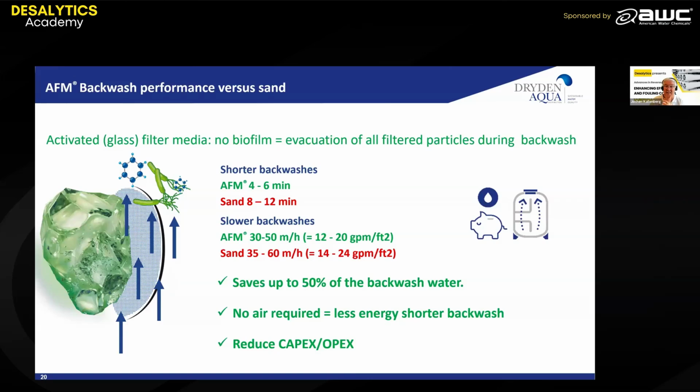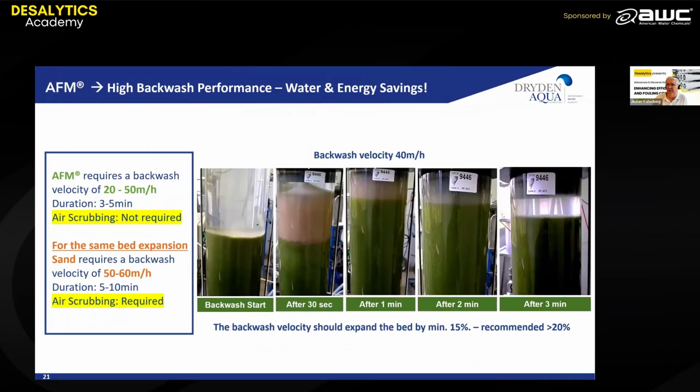We also don't need air for backwash, which is typically required for many processes when sand is used for the media filtration process to detach whatever has been attached to the surface of the sand. Here you can see a typical backwash process. It starts at the beginning, then you see a big plume at 30 seconds coming out with the impurities. After 2 or 3 minutes, the water gets clear. And once it's clear, the backwash is finished.